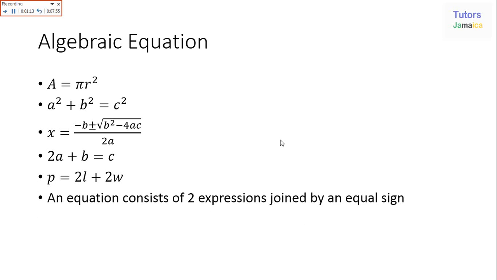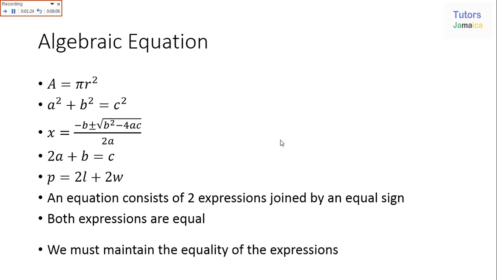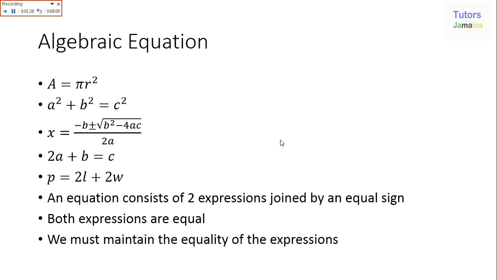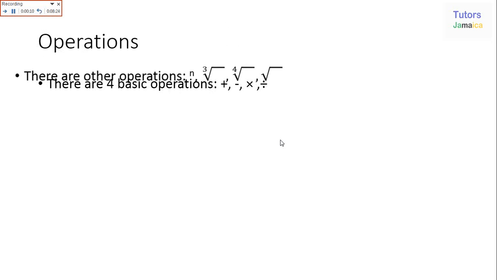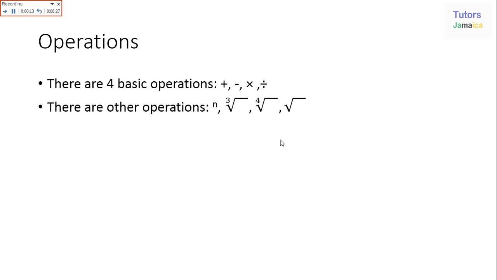So an equation consists of two expressions joined by an equal sign. Both sides of the expression are equal, so we must maintain the equality of the expression when we go about doing our manipulation. So we have operations. Now there are 4 basic operations: plus, minus, multiply, and divide. There are also other operations such as n, which is to raise something to the nth power, the cube root, 4th root, or square root.